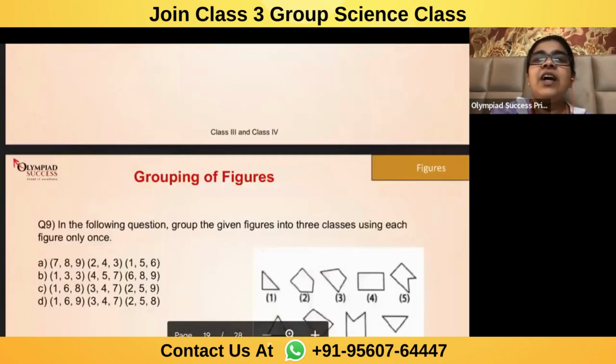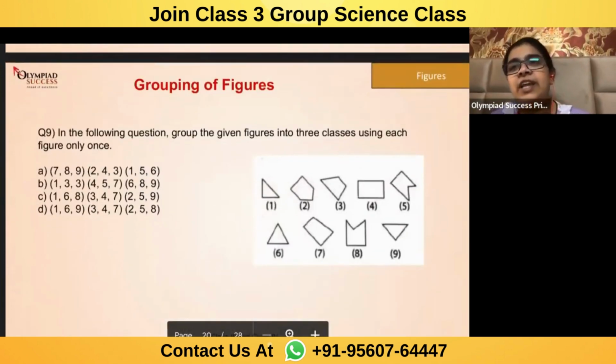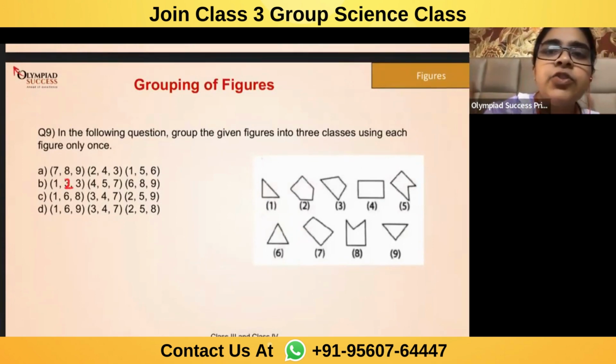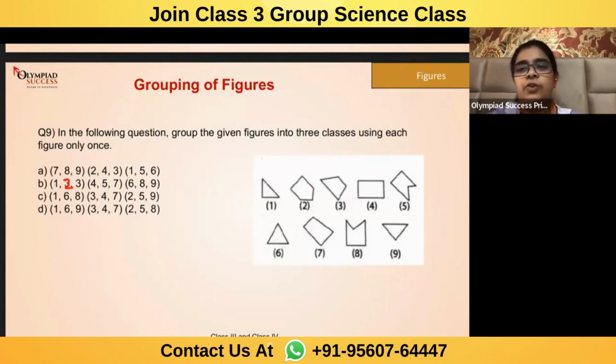All right, now comes the most interesting part of the day. Here we get 9 figures, and out of these 9 figures, you have to make groups of 3. In each group of 3, there will be some similarity among all the 3 members. You have to find that similarity and group them accordingly.